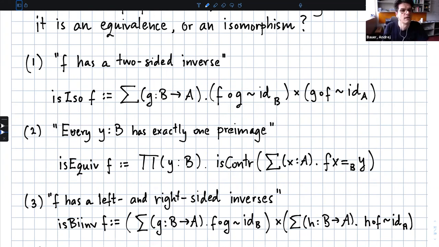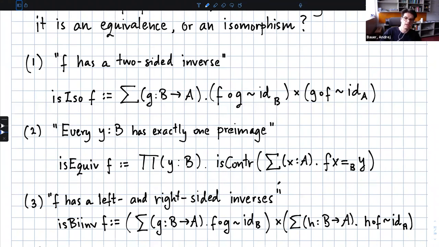You could say every Y in B has exactly one pre-image. That's another way of saying that you have a bijection, right? A bijection means every point in the codomain has exactly one pre-image. I'm calling this one is equiv. How do you say that?